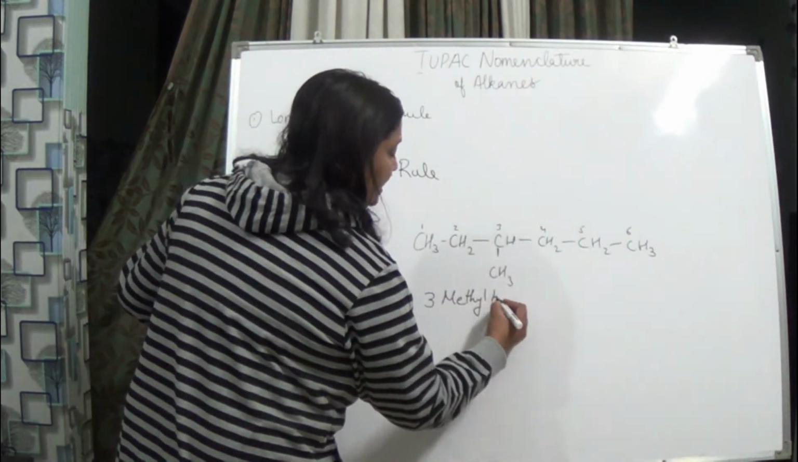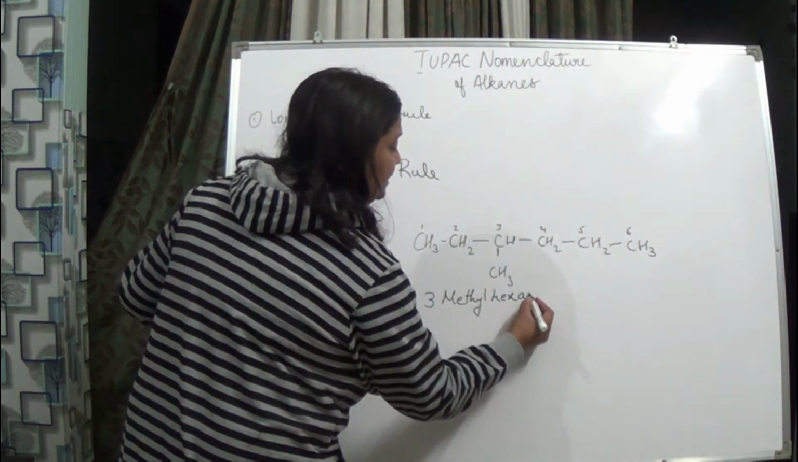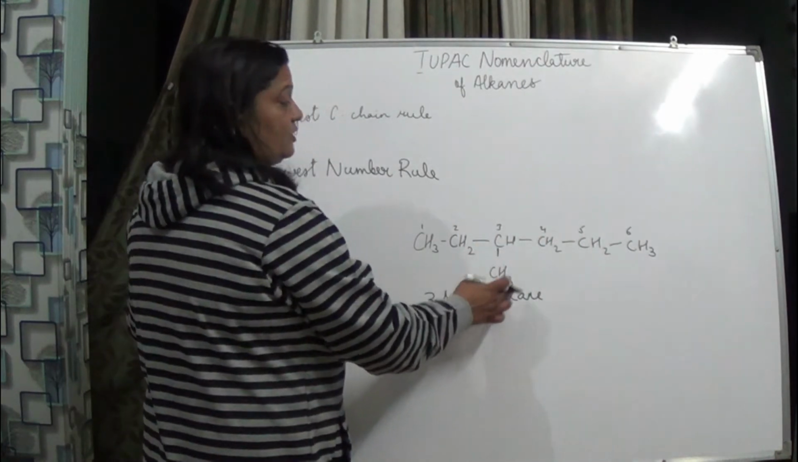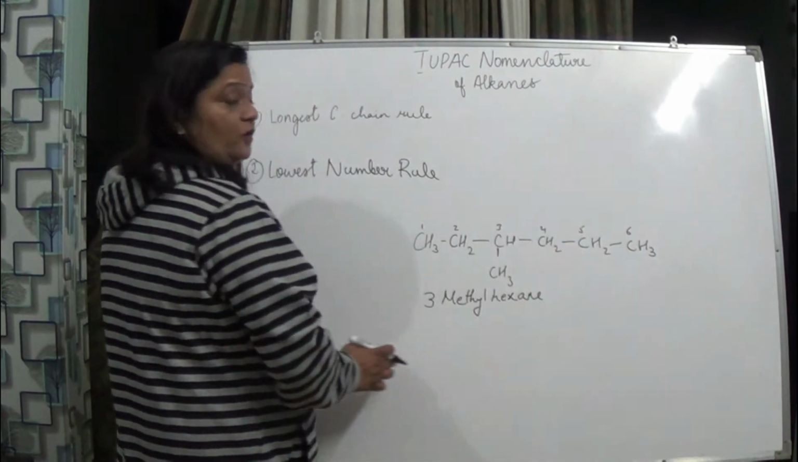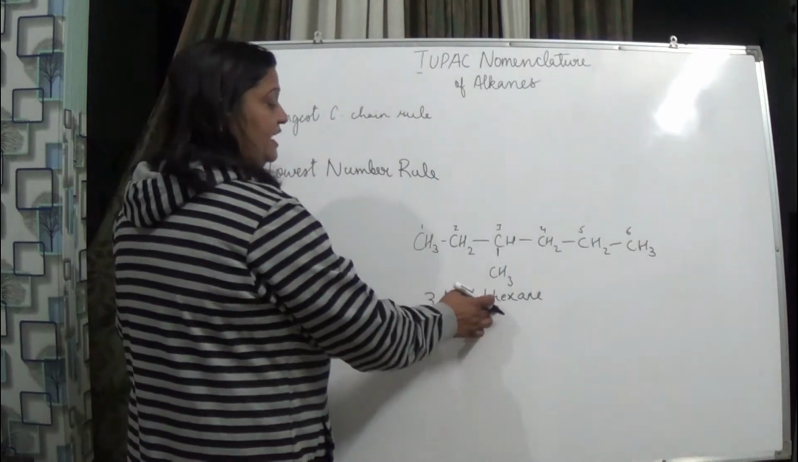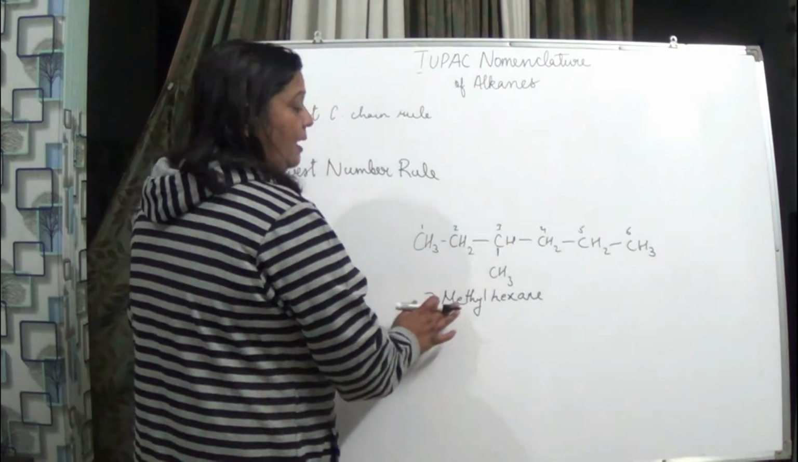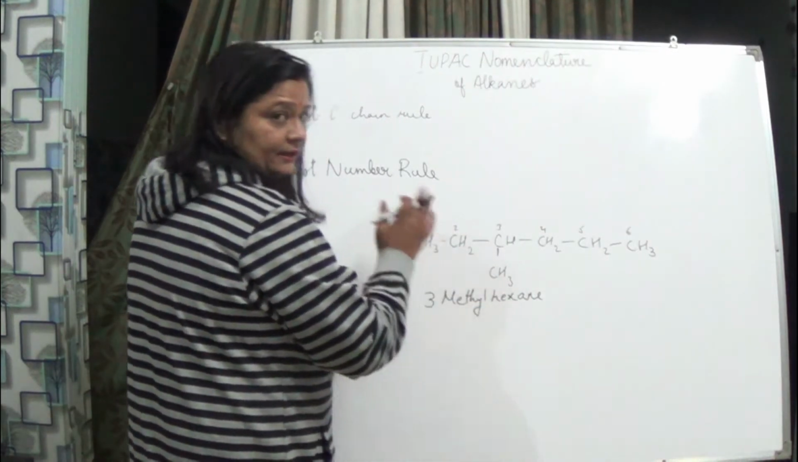hexane. This is an alkane. Naturally, hex is for 6 and ane is for alkane, so the prefix becomes hex and the suffix becomes ane, and so it becomes 3 methyl hexane.